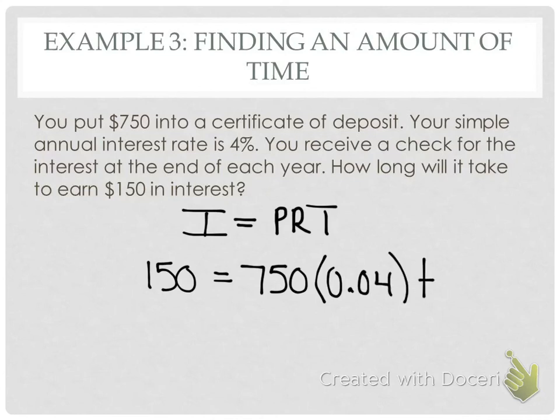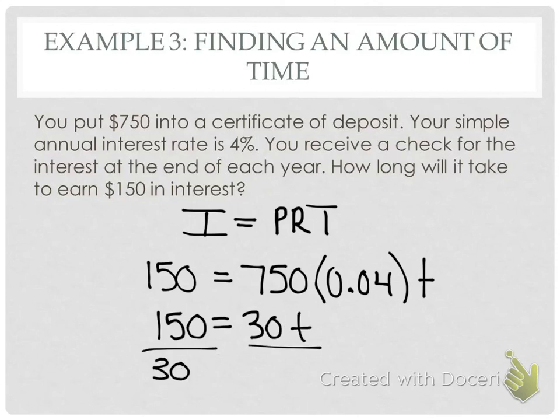Okay, now what do I do? It's very similar. You simplify what? 750 times 0.04. Very good. Okay, so 750 times 0.04 gives me 30. So 150 equals 30t. And divide both sides by 30. So how much time? 5. 5 what? 5 months? 5 days? 5 years, because simple interest is always calculated in years. So it's going to be 5 years.